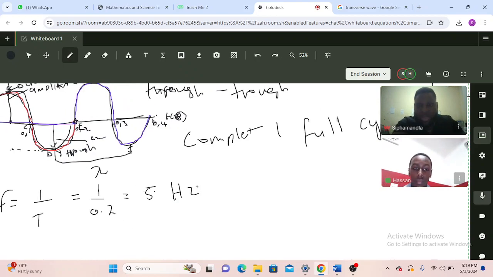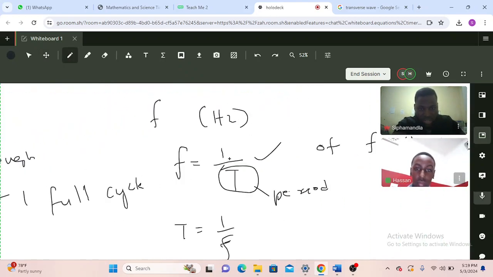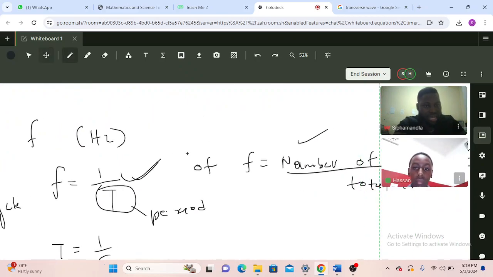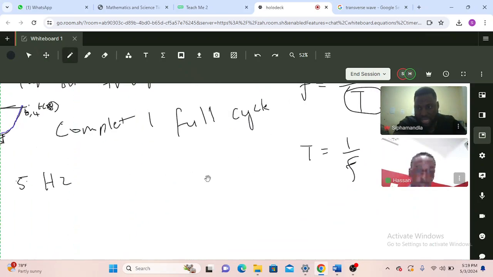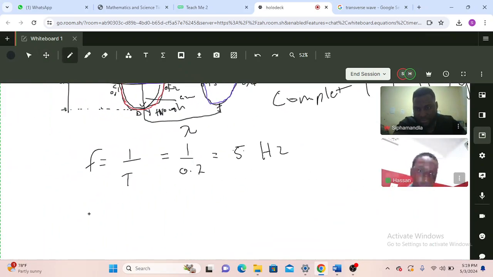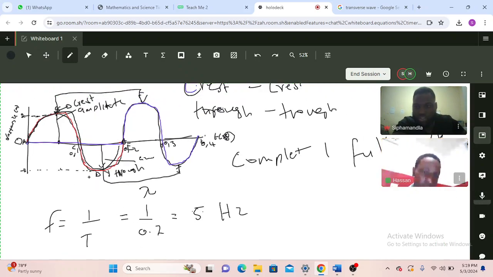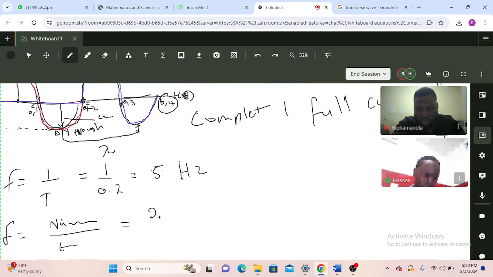Now the second method. The frequency is equal to the number of completed cycles divided by the total time. So you have to count how many completed cycles we have here. We have 2, and the total time is 0.4. So that would be 2 divided by 0.4.